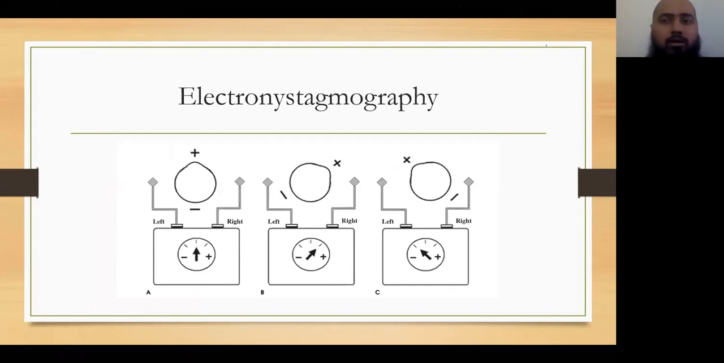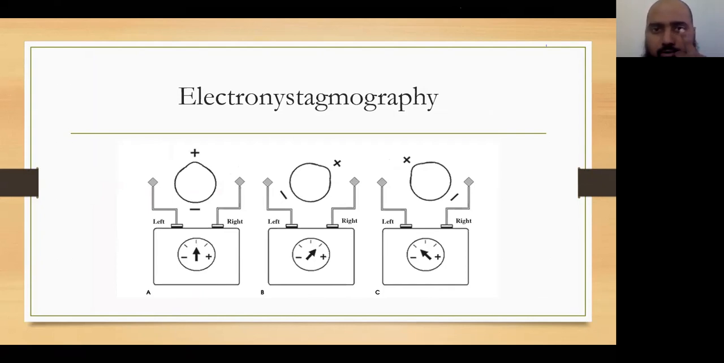Imagine a person's electrode is kept here and here. Two areas. In this example, only horizontal. We also keep electrodes on the vertical side also. Now we are keeping an electrode here and here. In this example it's on the left side. I'm keeping this right and this is left.